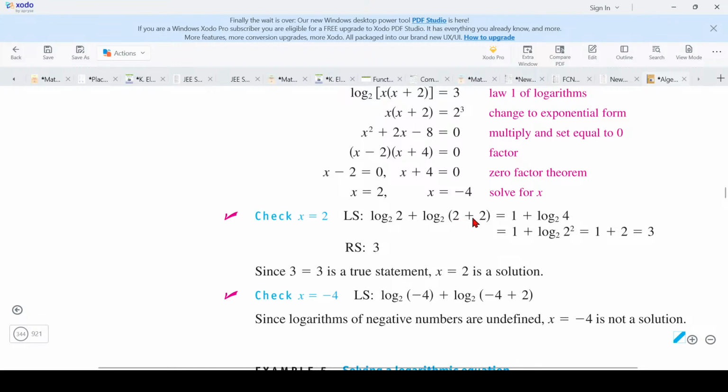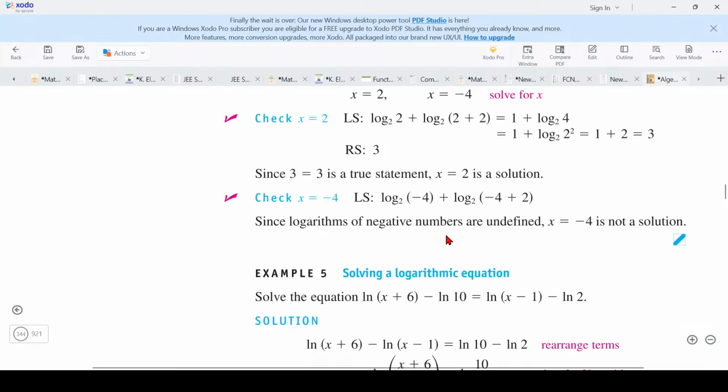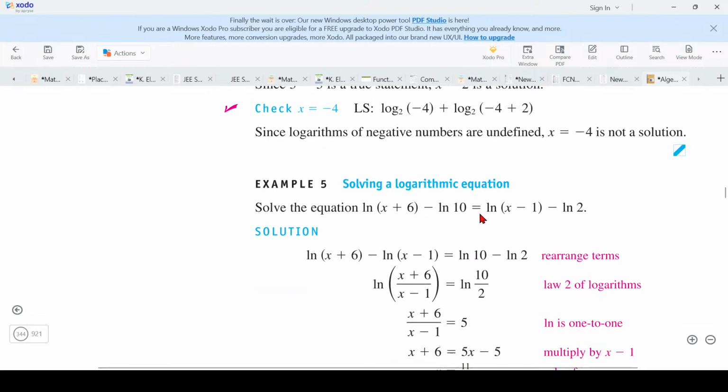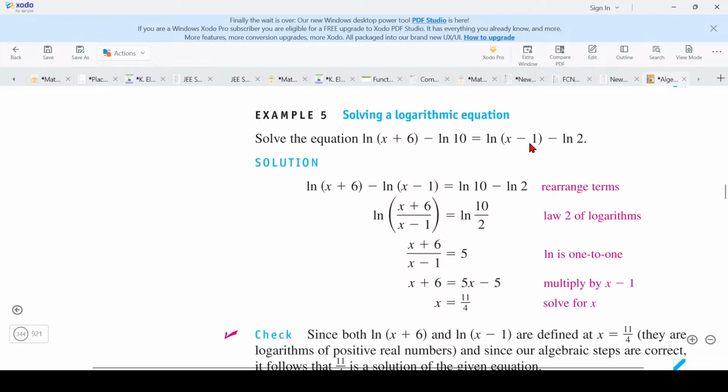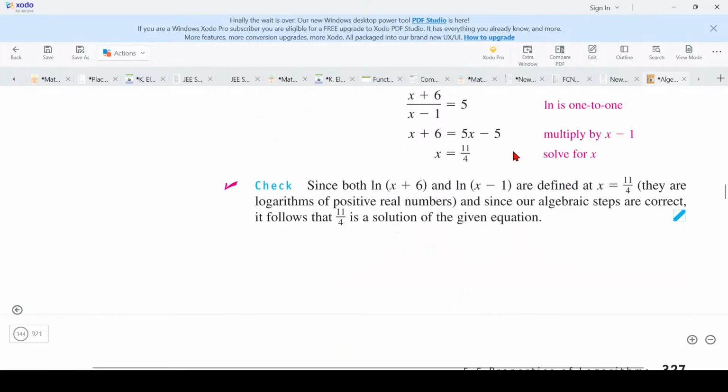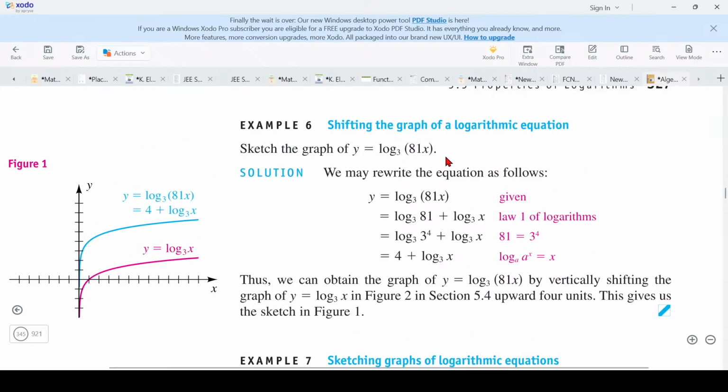So 2 into 2 plus 2, this is just checking. This one, x plus 6 by 10 should be equal to x minus 1 by 2, right? x plus 6 by x minus 1 equals 10 by 2. Okay, these kinds of things you can do. So 3 power y equals 81x.